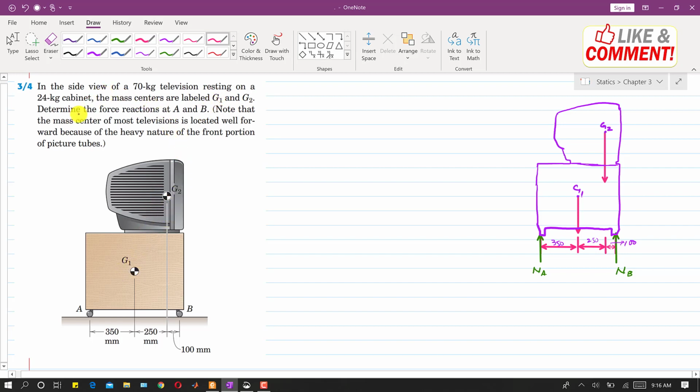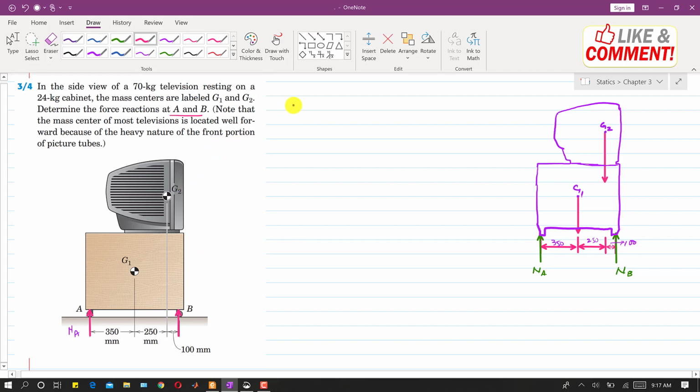So it is said to determine the force reactions at points A and B. So we are asked to find the reactions at this point and this point, right, on the wheels of this cabinet. So let's say if we draw those reactions, they will be in this direction, right? So let's say that this is A, and if we draw B, this will be B acting upward.